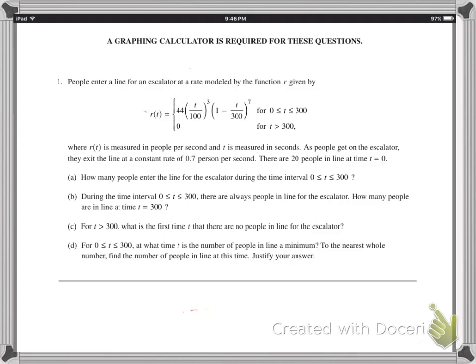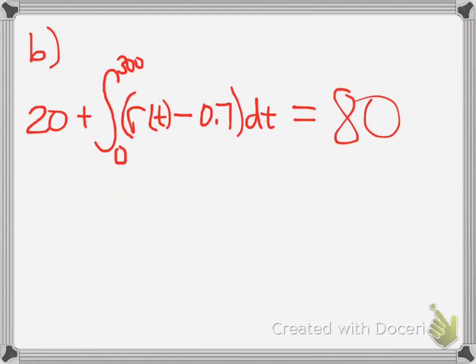So question C, for t greater than 300, what is the first time that there are no people in line for the escalator? Okay, so we're looking for a time. So sorry, I was going to underline that. First time, and it's for t greater than 300. So, well, we have to add something to the 300 because for the first 300 seconds, there are people entering and leaving the line. So all of that action and the 20 people that were there from the beginning, that all matters, okay? So for C, again, we're looking for a time.